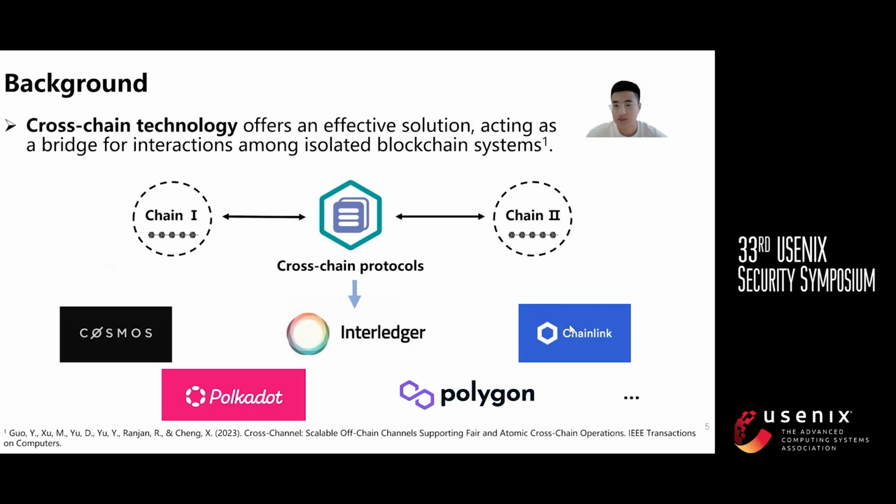Fortunately, cross-chain technology provides an effective solution, serving as a bridge for interactions among isolated blockchain systems. As shown on this slide, two independent blockchains can achieve interactions through cross-chain protocols. Currently, there are many cross-chain projects, such as Cosmos, Polkadot, and IntelliJ. Next, we will introduce some background knowledge on cross-chain interaction to help everyone understand the content of the solution.